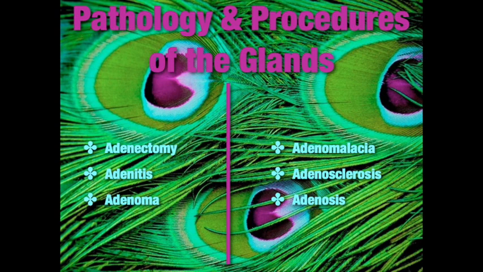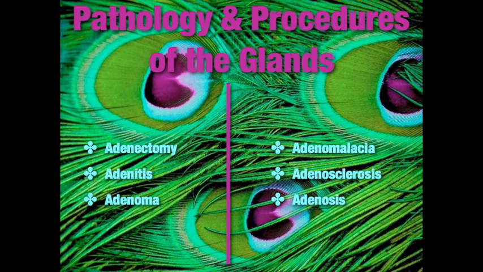Sometimes a good gland can go bad, so let's look at the terms related to pathology and procedures of the glands. Adenectomy is the surgical removal of a gland. Adeno means gland, and ectomy means surgical removal. Adenitis is the inflammation of a gland. Adeno means gland, and itis means inflammation. Adenoma is a benign tumor in which the cells form recognizable glandular structures. Adeno means gland, and oma means tumor. Benign means it's not life-threatening.